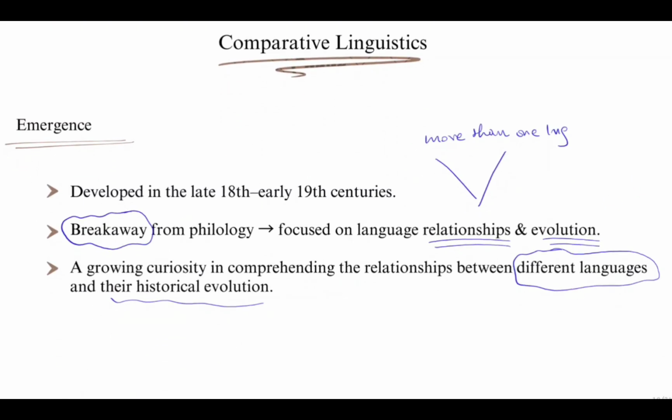Moving now to comparative linguistics. It actually developed in the late 18th, early 19th centuries. It was a breakaway from philology because it focused on language relationships and evolution. And when we say relationships, we're obviously talking about more than one language, that is, comparing. So, a growing curiosity in comprehending the relationships between different languages and their historical evolution. Let's take a look at how this actually started.